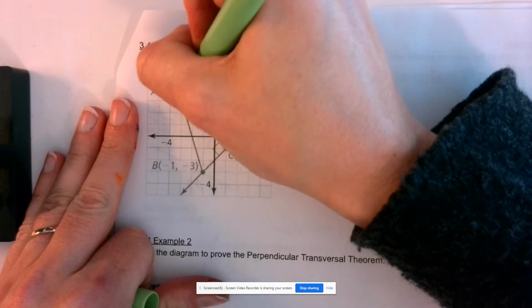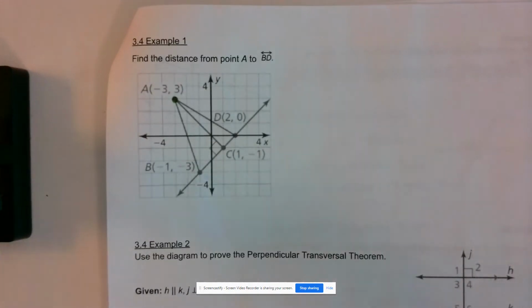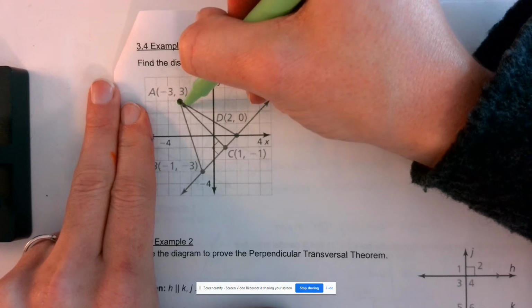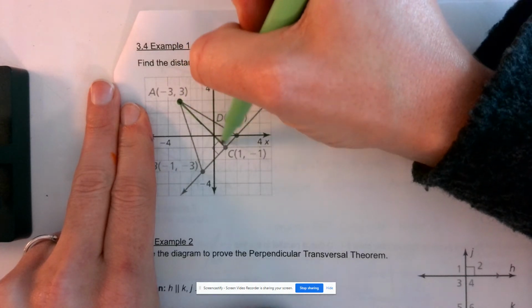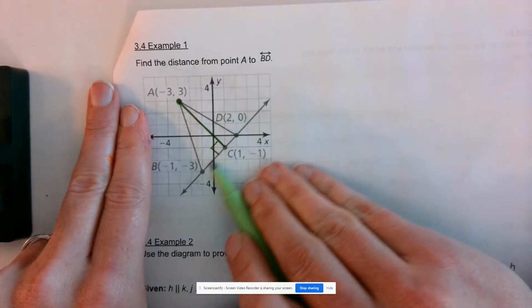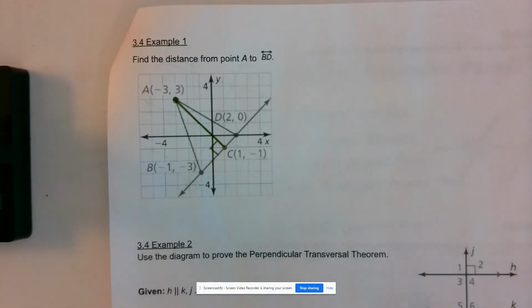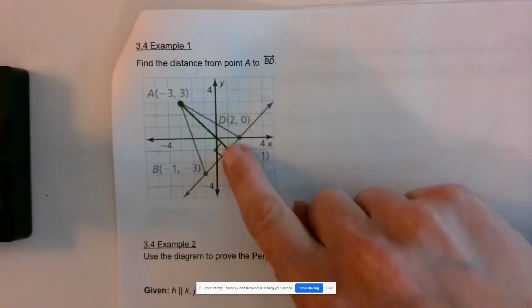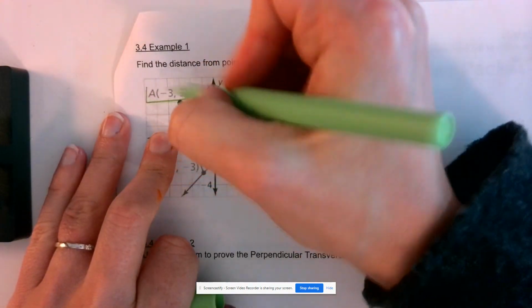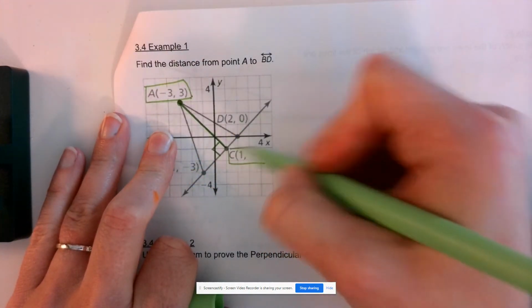Our job, we're given a graph here, is to find the distance from point A to line BD. Now we've learned that to find the distance from a point to a line, we need to find the length of the segment that is perpendicular, the perpendicular segment from the point to the line. So this line segment here on our graph is the line segment that is perpendicular to line BD from point A. And so this green line is the length that we need to find in order to find the distance. So we need to find the distance from point A to point C here.